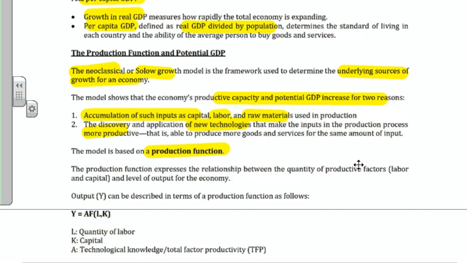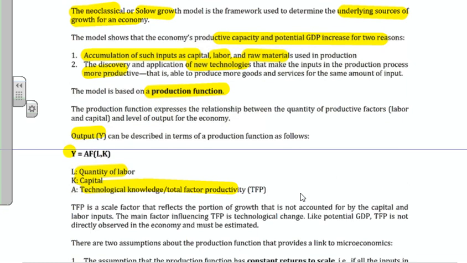Now we can see over here that Y, or output, can be described as a function of the quantity of labor, L, and K, which is capital. And a big one is technology, or knowledge, which we always refer to as the TFP, the total factor productivity. The TFP, or the level of technology, is what we call a scale factor.